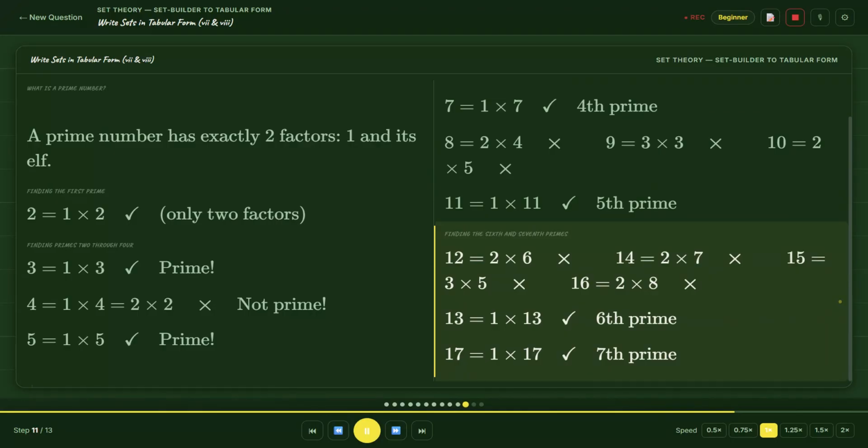12, 14, 15 and 16 all have extra factors, so they are not prime. But 13 is prime, that's our sixth, and 17 is also prime, that's our seventh. We found all 7.